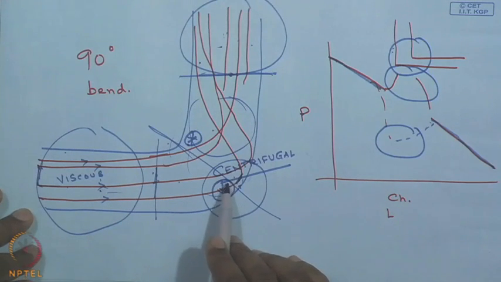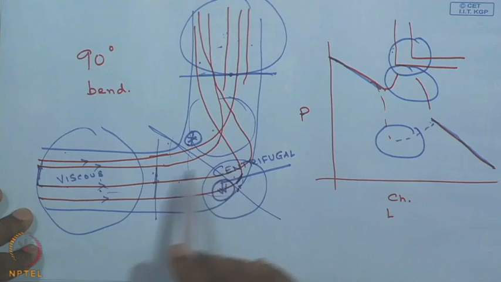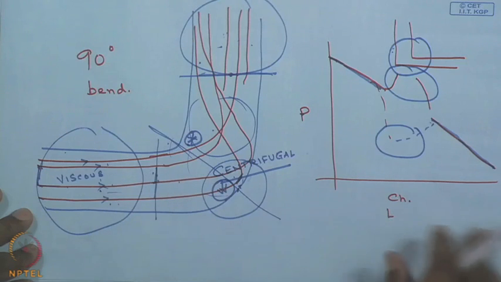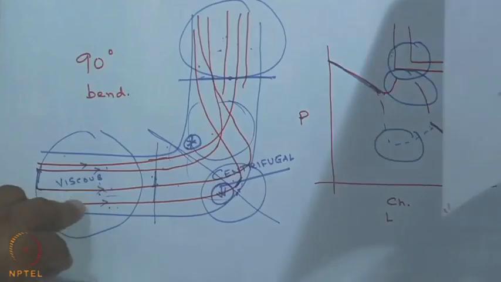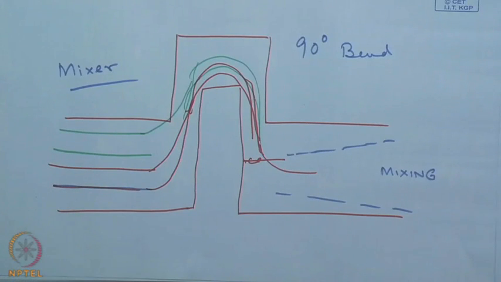So this concept that a change in flow direction causes the straight streamlines of the flow to deviate from the straight path can be utilized in a number of devices, and one such device is a mixer utilizing a 90-degree bend.